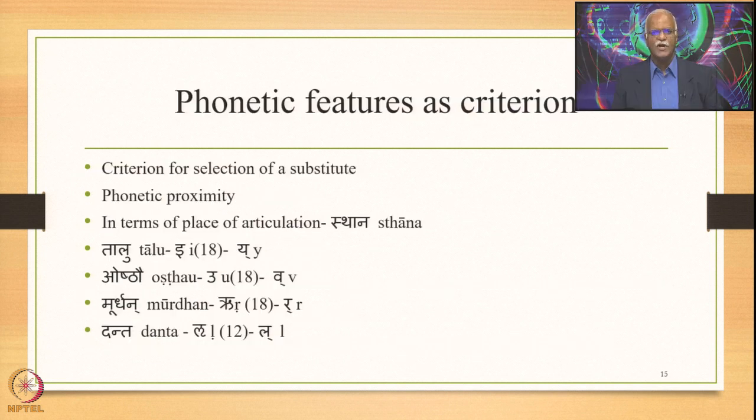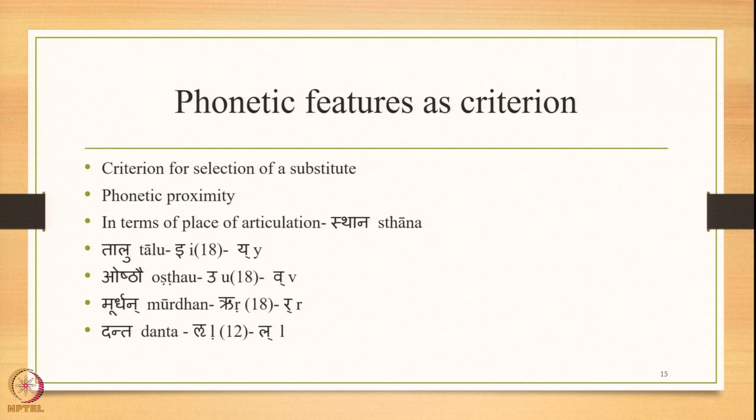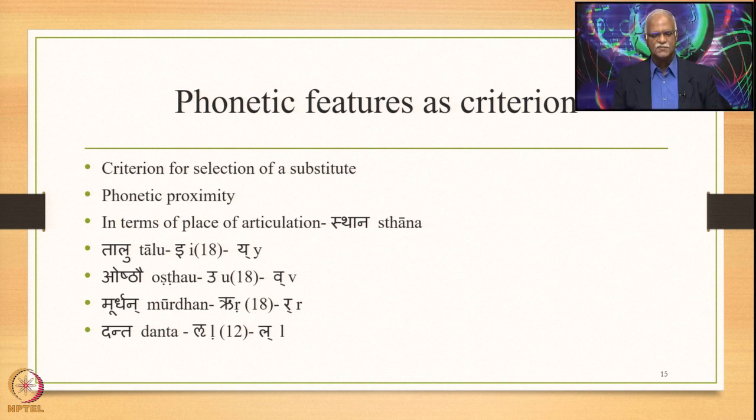Then we use phonetic features as criterion for selection of a substitute. So in place of the 66 substituents, we have to select one of the 4 substitutes. And so we apply the criterion of phonetic proximity. This is an important criterion for selection of a substitute. This phonetic proximity is in terms of the place of articulation, namely sthana.